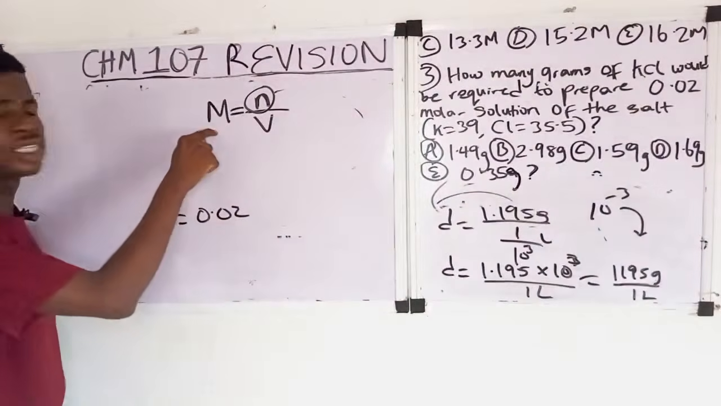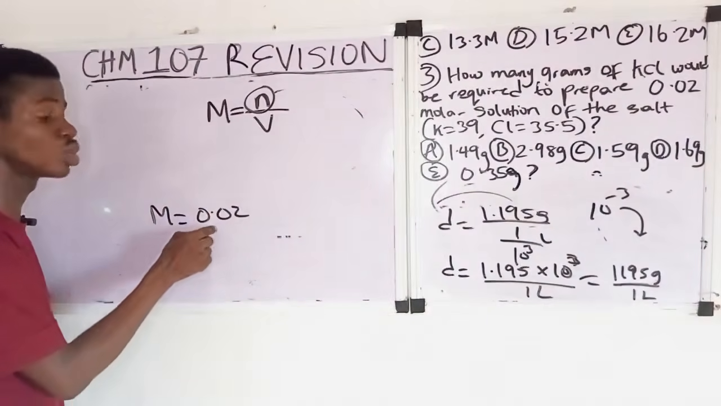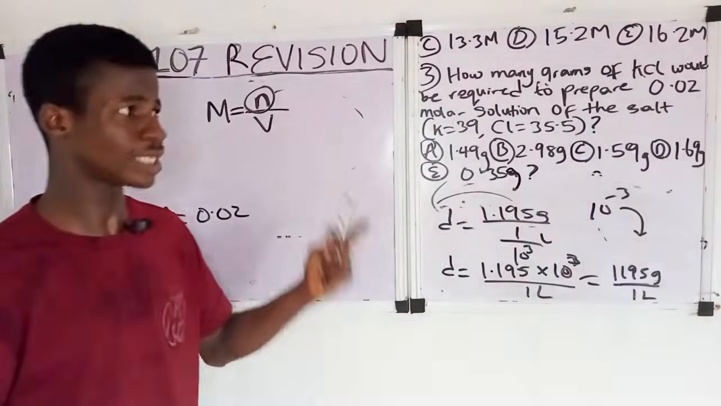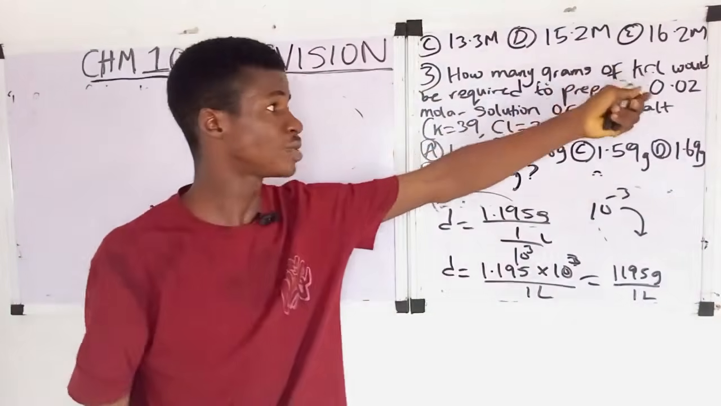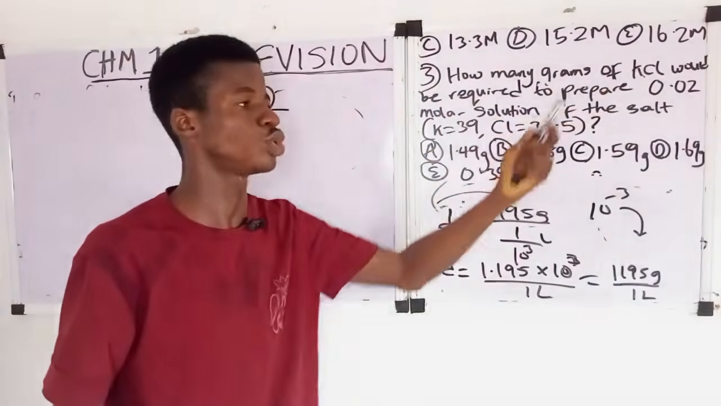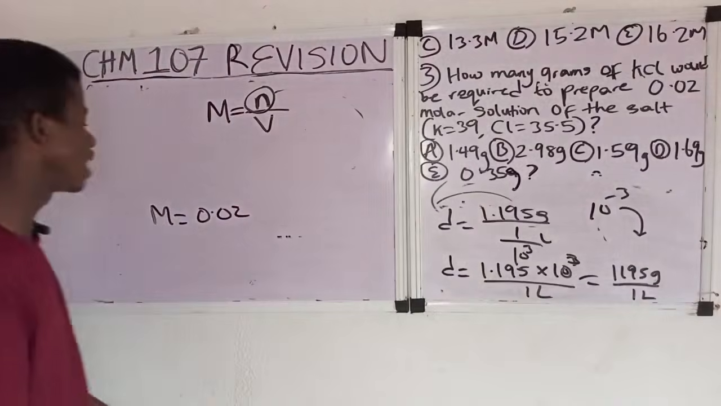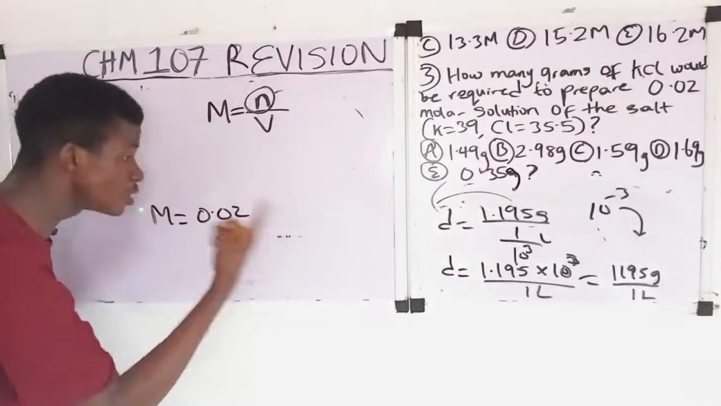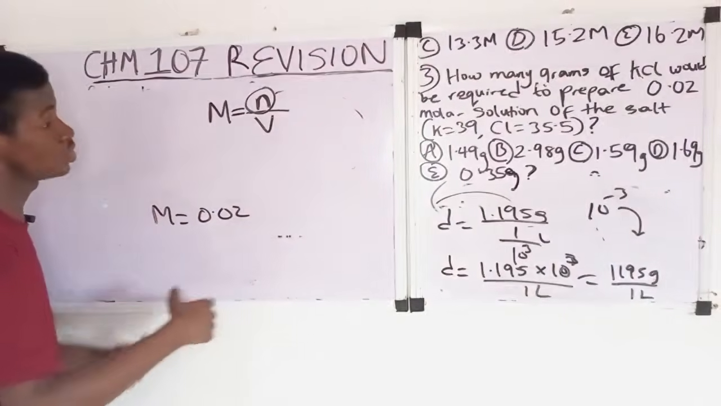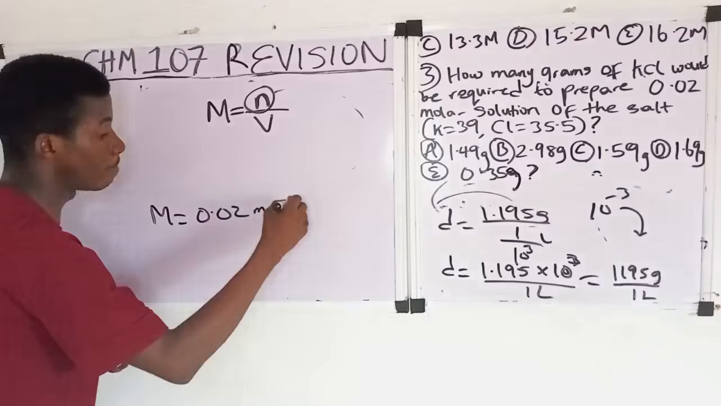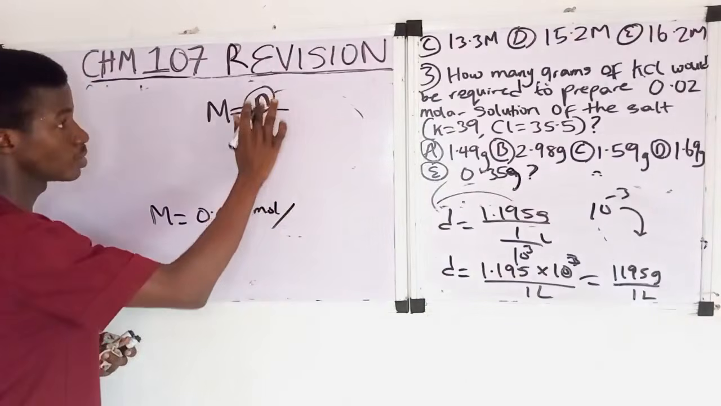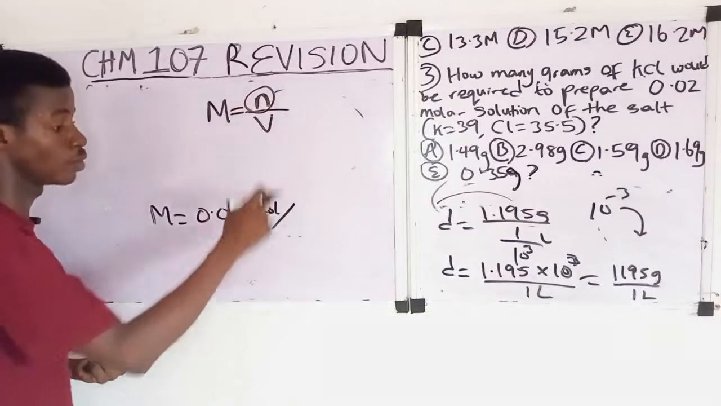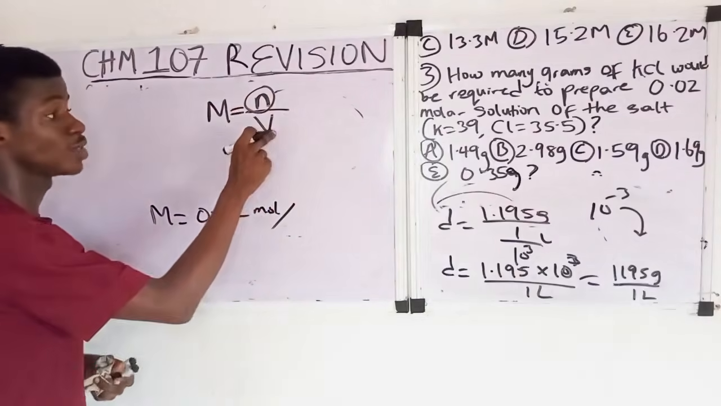Now the molarity of the solution was 0.02, right? Yes. The question is still tricky. They say how many grams of potassium chloride would be required to prepare 0.02 molar solution of the salt. The molarity was 0.02 mole per liter. Don't forget, molarity is mole per volume, right? So what is the SI unit for mole? The SI unit of mole is mole. What is the SI unit of volume?